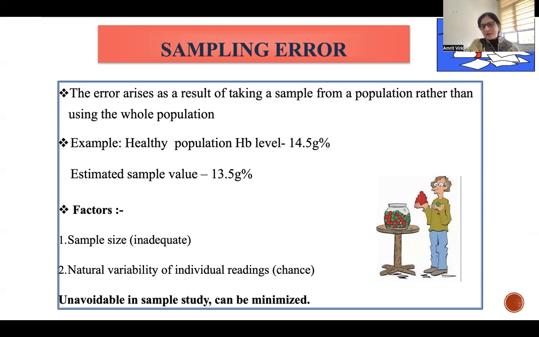What are the basic factors or determinants of sampling error? The most important factor is the sample size. If the sample size is inadequate, the chances of sampling error are more. Secondly, the other important factor for sampling error is the natural variability of the individual readings. Sampling error is unavoidable in a sample study. However, we can minimize it by taking a larger sample. The larger the sample size, the more the chances of sampling error automatically get reduced.